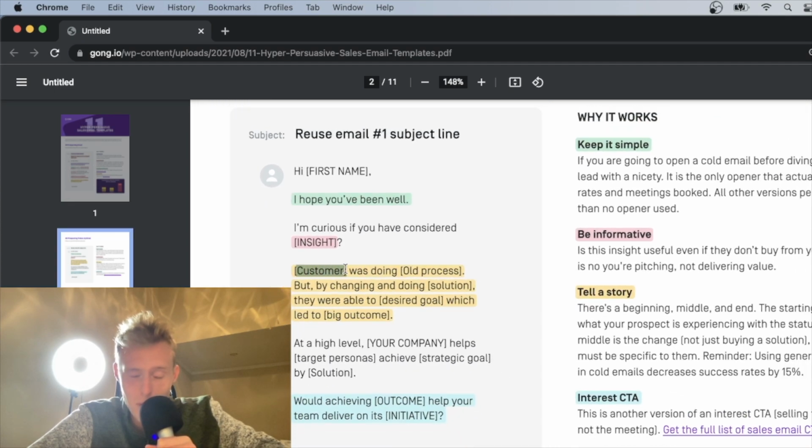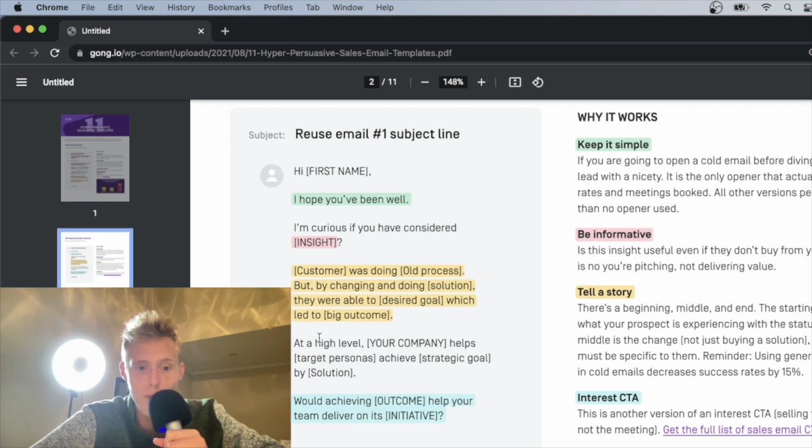So we're selling to Tesla. So Ford was doing a super slow manual process. But by changing and doing a streamlined solution, they were able to mitigate risk, which led to, I don't know what the big outcome would be. This takes a little bit of work to work through. Don't get me wrong, this isn't just plug and play. But if it was easy, everyone would be doing it.